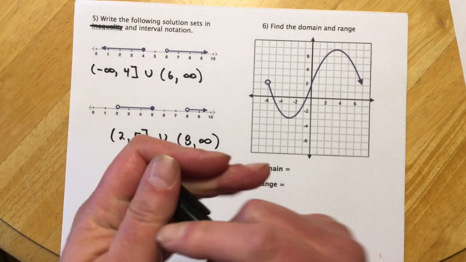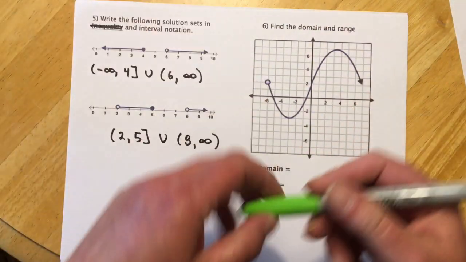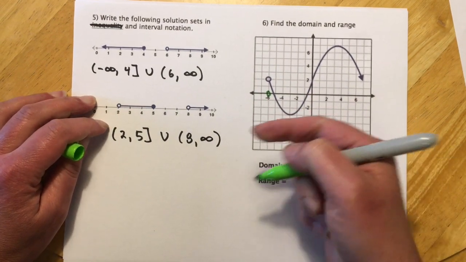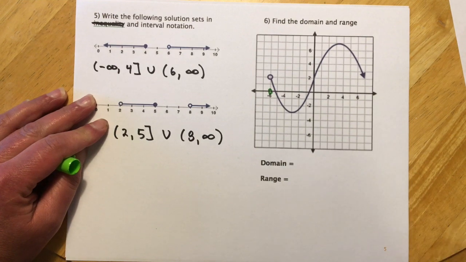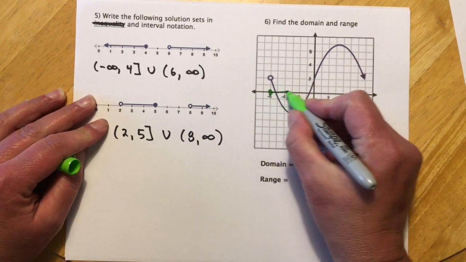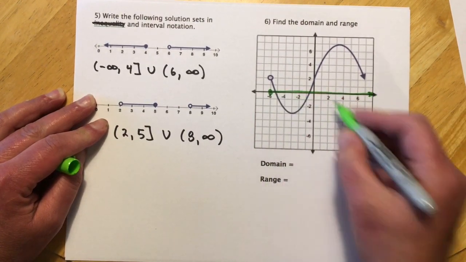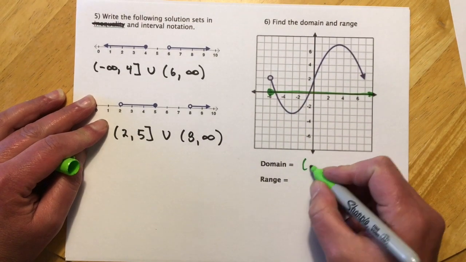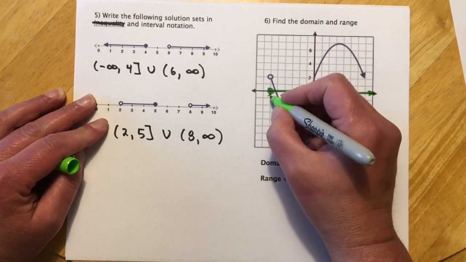So domain and range again. So it looks like for my domain, -6 is as far to the left as I go, and this thing's heading forever down, but it's also heading forever to the right. So that's going to make this be my domain. Oops, that should be open, sorry. So from -6 to infinity, open.